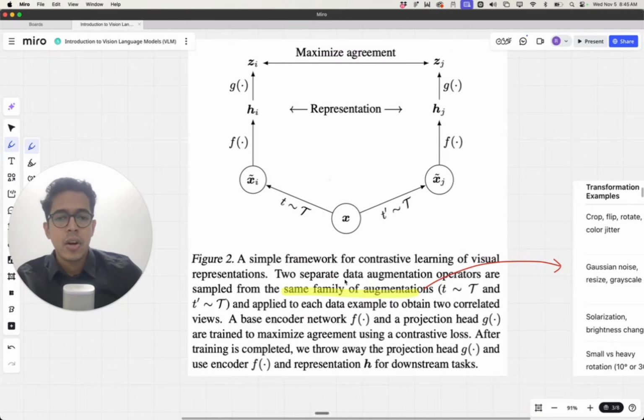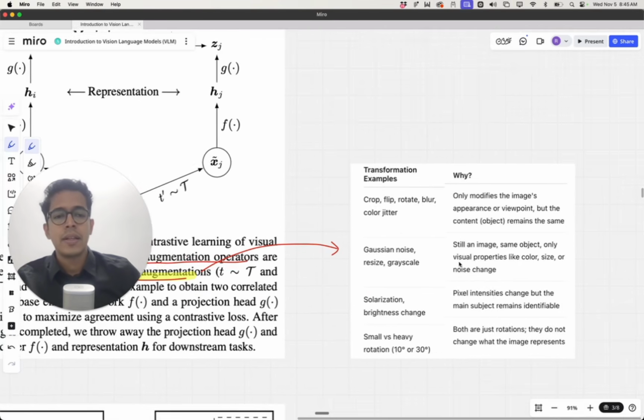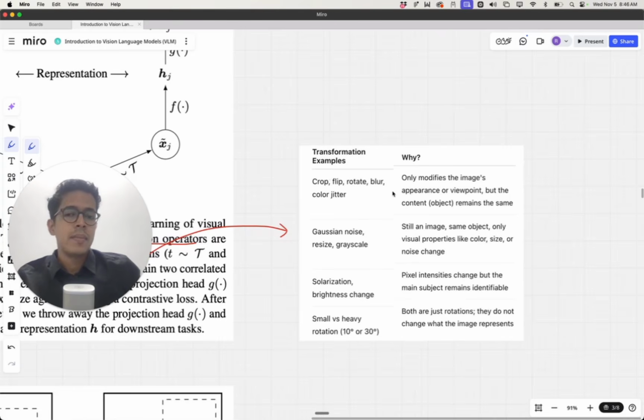Two separate data augmentation operators are sampled from the same family of augmentations. Now, what is the same family of augmentations? If we are doing something to the image in terms of appearance, in terms of the whole image, so we could just crop the image, right? So the content inside the image remains the same. You could just flip the image, rotate the image, or you could add jitteriness to the color. You could add blur. These are all transformations belonging to the same family.